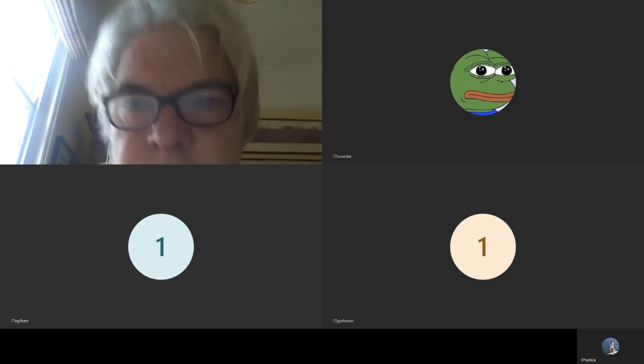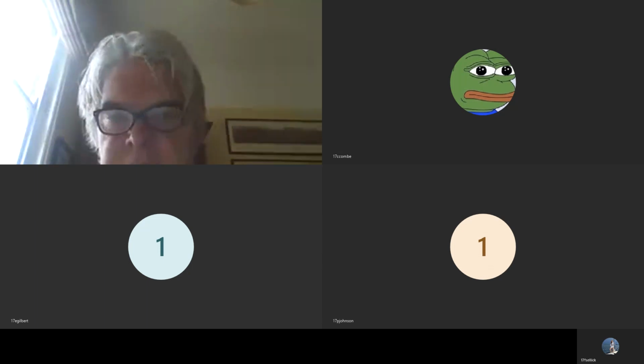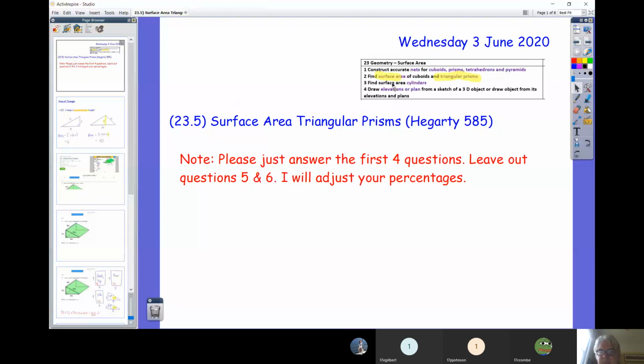Okay, so what we're looking at today, we're just following the scheme of work. The next thing that I want us to look at is finding the surface area of triangular prisms. So that's something like a Toblerone packet, okay? That's where you've got a triangle on the end, and then it stays that same shape all the way through.